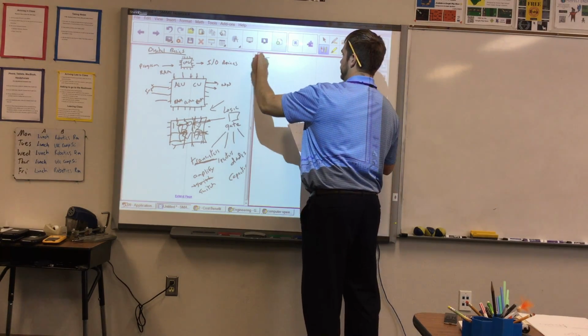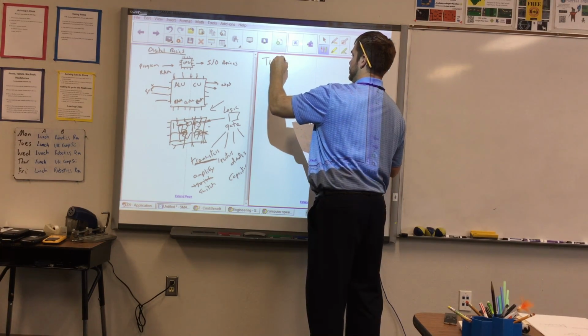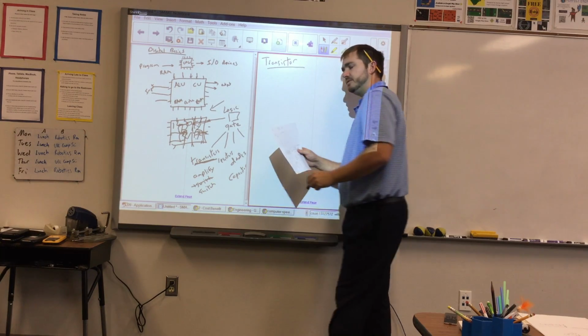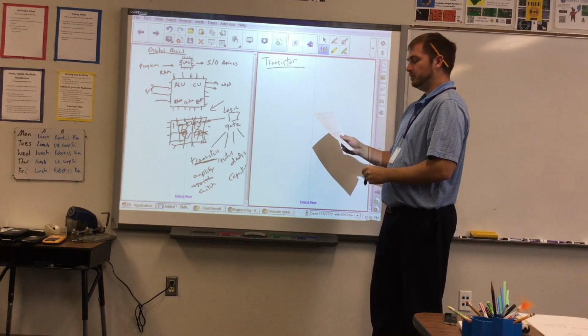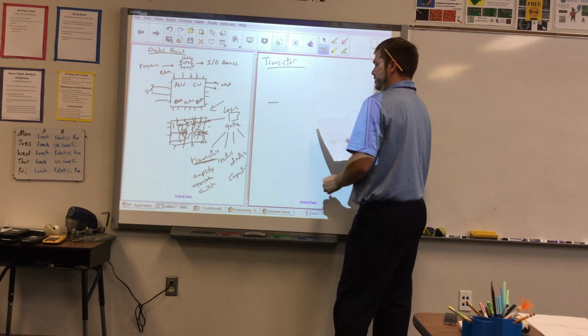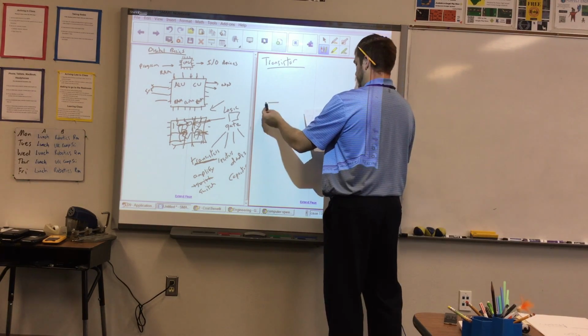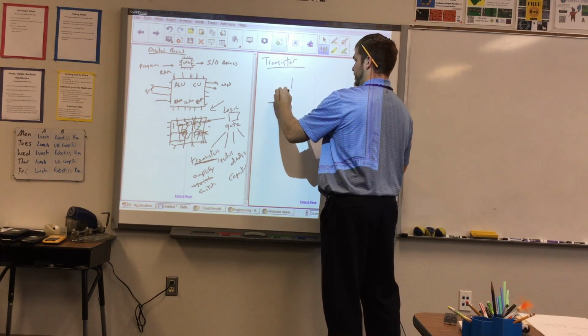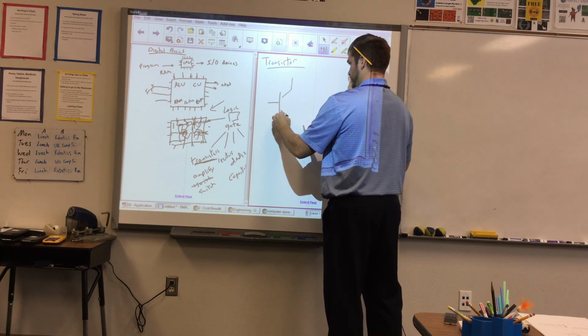So let me tell you about a transistor and kind of show you how it works without giving you a full physics lesson or electronics lesson. So here we go. A transistor, you can think of it like a black box, all right? But we're going to draw it like this.